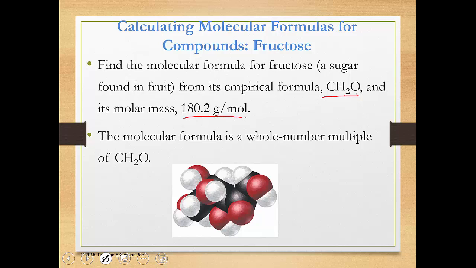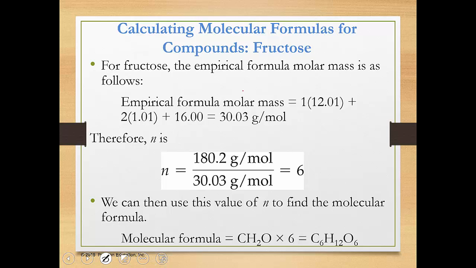And they've given us a molar mass. So we know for the molecular compound what its molar mass should be. We know how much it should weigh. And we know the molecular formula has to be some whole number multiple. Remember, we said it was times N value. It has to be some whole number multiple of CH2O. So how can we use these two pieces of information, the empirical formula and the molar mass, to get to the molecular formula?